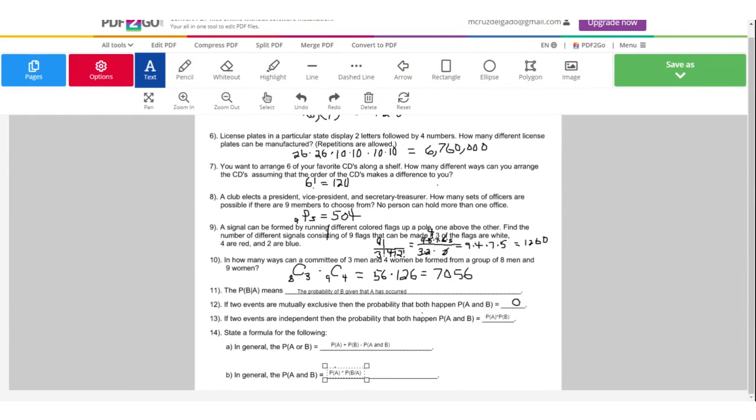So if they're independent, let's see, so that's why this one works for all cases. Just when it's independent, then this is just going to be the probability of B.